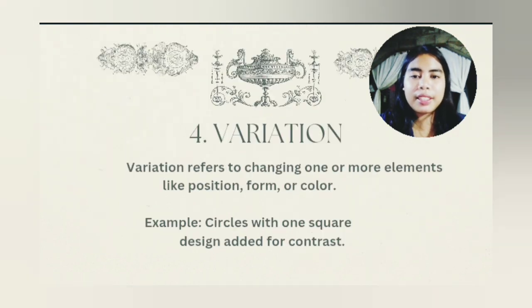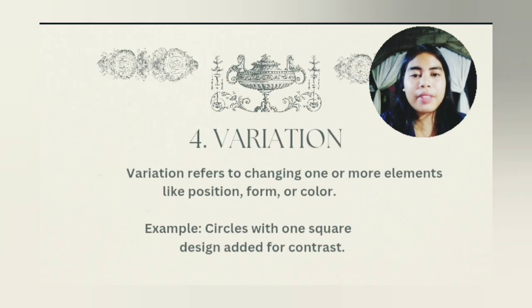Let's proceed to the next, the variation. Variation refers to changing one or more elements like position, form, and color. So variation is all about change. Change makes designs interesting. It prevents things from looking boring. For example, circles with one square design added for contrast.